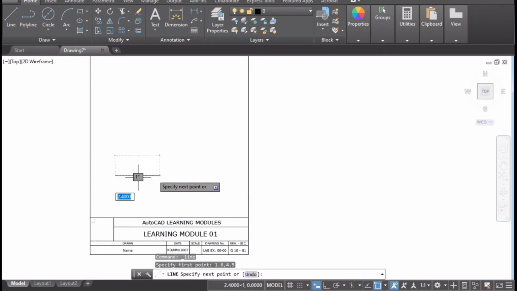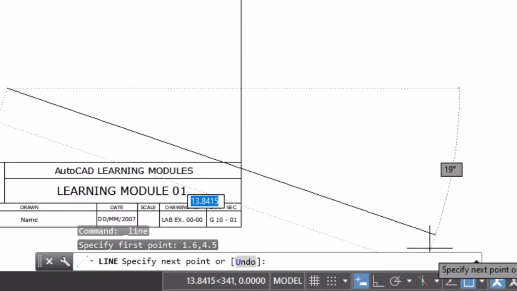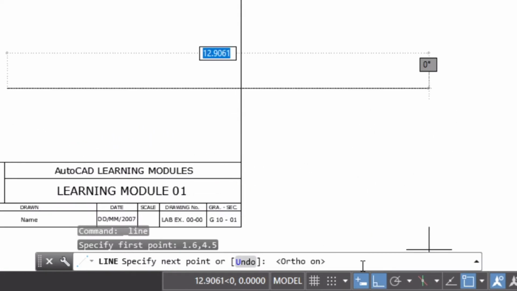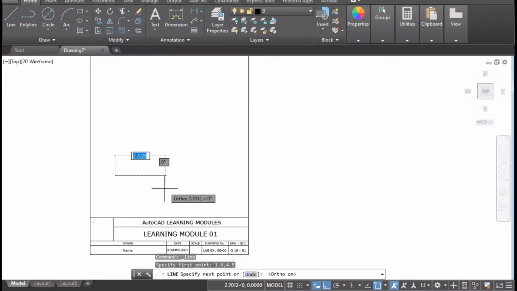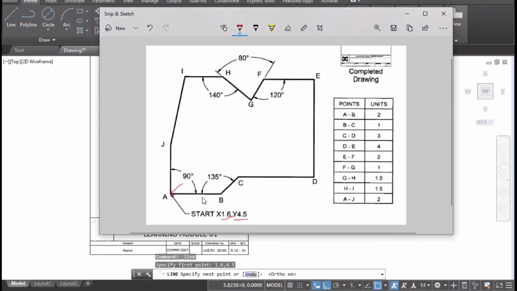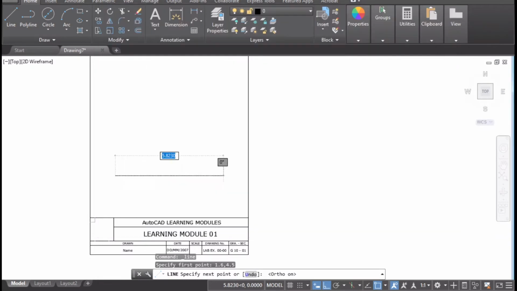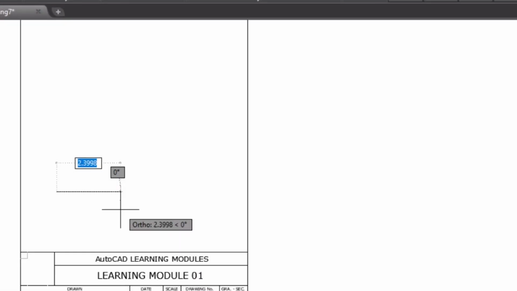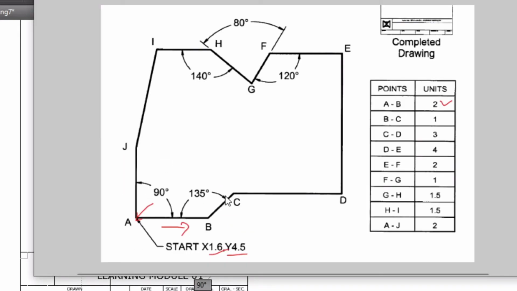Then I hope you remember, to get the horizontal straight line, make sure your ortho mode is turned on. Now you can see I'm getting the straight line. And get back to the question, the distance from A to B, which is given in the table, which is 2 units. So we are following the inches, it will be 2 inches. So I'm going to put that value in this direction. We need 2 inches. Put 2 and enter. We're done with that.